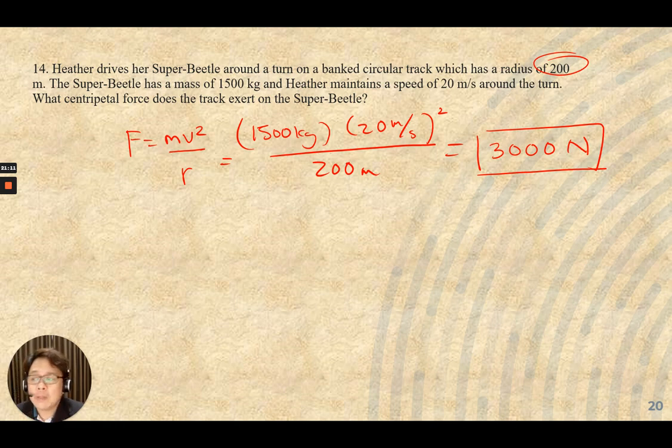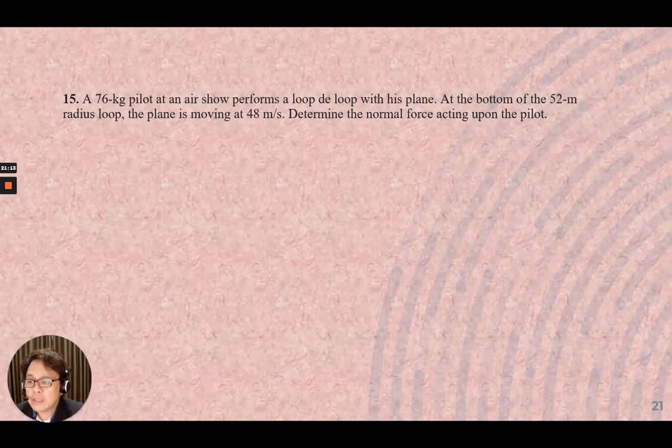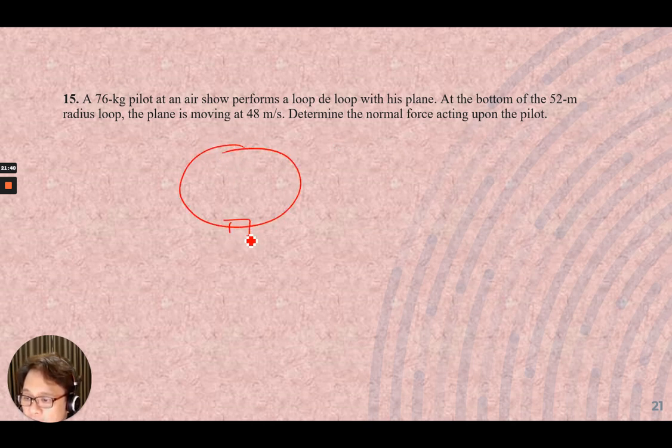Okay, let's go to the last problem, number 15. A 76 kilogram pilot at an air show performs a loop-the-loop. Okay, so loop-the-loop is paikot. At the bottom of the 52-meter radius loop, the plane is moving at 48 meters per second. So vertical yung circle niya. So, umaakyat kasi, no? Pag ganito yung plane, when the airplane is here, the speed is said to be 48 meters per second.